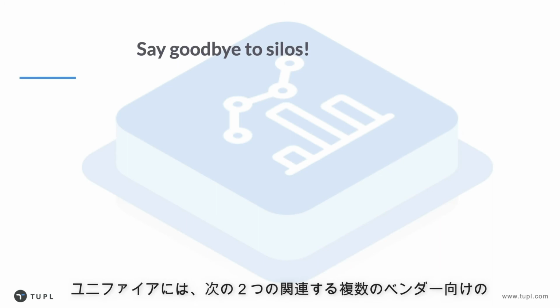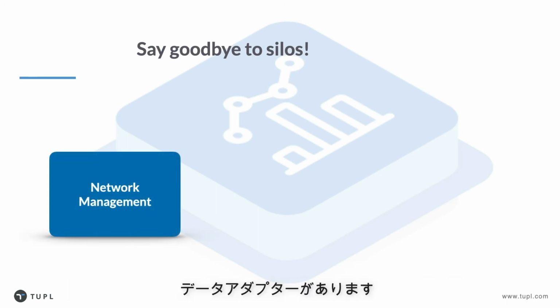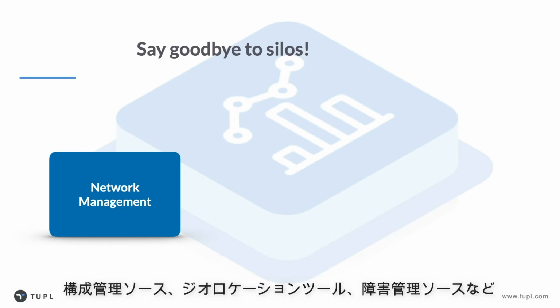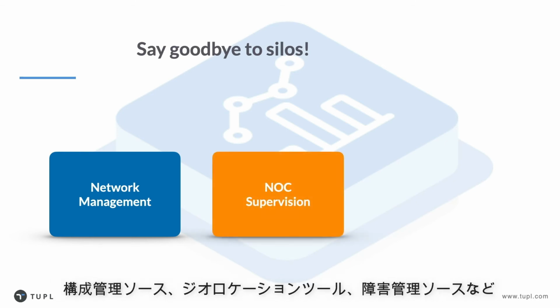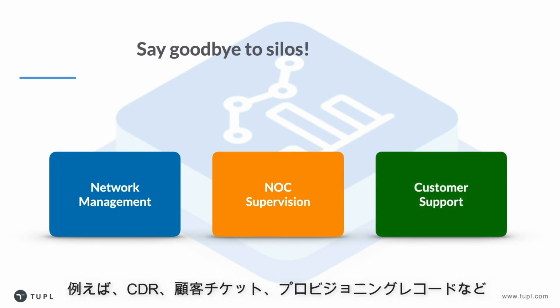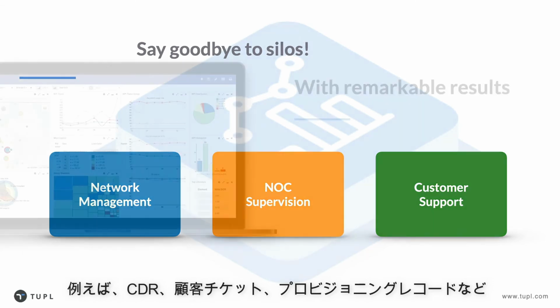Unifier has data adapters for multiple vendors related to both network data, such as performance management systems, configuration management sources, geolocation tools, and fault management sources, as well as customer data sources, such as CDRs, customer tickets, or provisioning records.